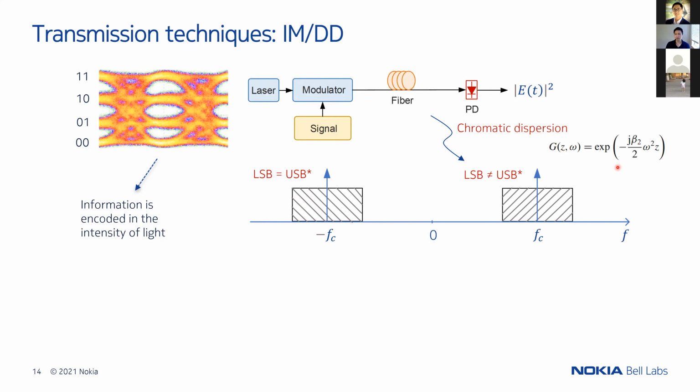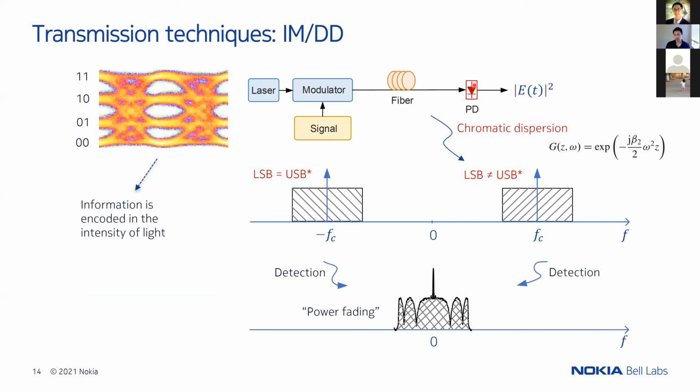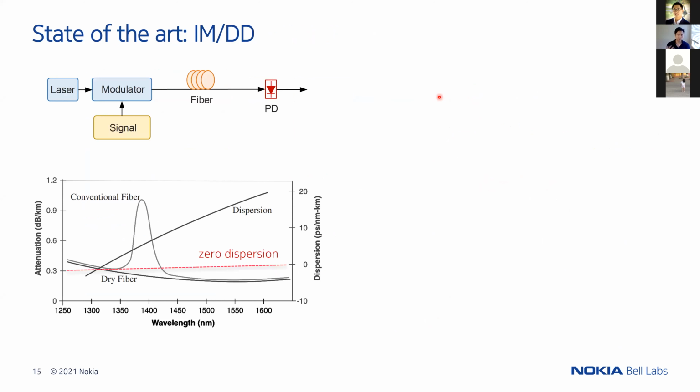However, the fiber has a phase response, as you can see here, which is a quadratic phase response, and it will destroy the perfect relationship. And after the photodetector, some frequencies are canceled out. So this is the famous power fading effect. This limits the bandwidth of the fiber in this very simple transmission scheme, and this bandwidth depends on the transmission distance. So with that transmission scheme, we cannot travel very far. The system cannot reach very far unless we know how to manage the dispersion of the link. So this is a limitation.